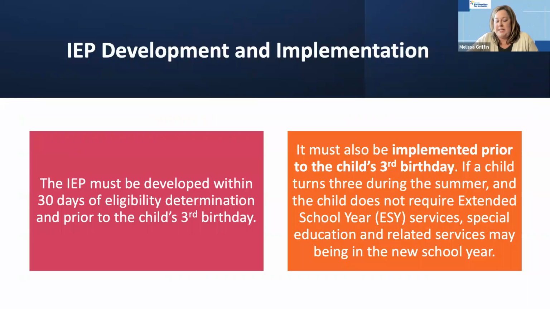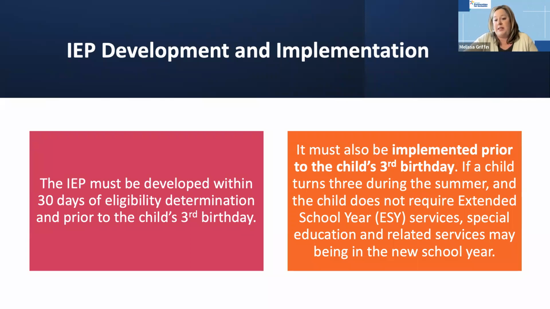IEP development and implementation is kind of where our indicator 12 falls most effectively. The IEP must be developed within 30 days of eligibility determination and prior to the child's 3rd birthday. It also must be implemented prior to the child's 3rd birthday. So, not only are we holding the IEP, it should be ready to roll. And that is what indicator 12 is all about.